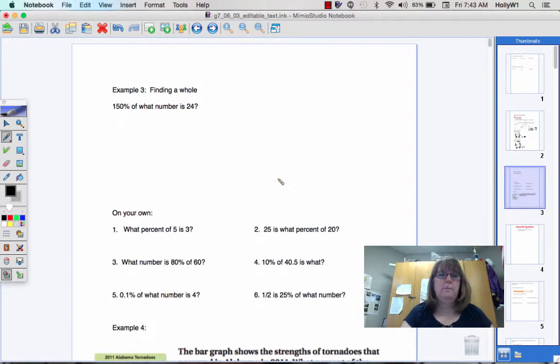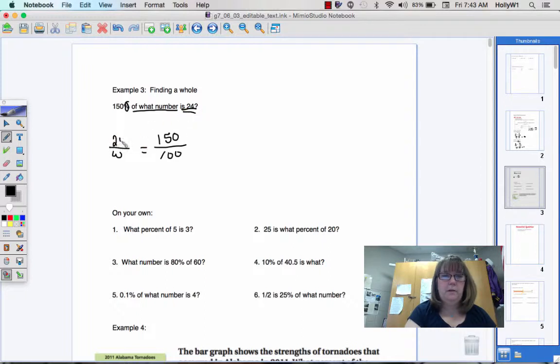So example 3, finding a whole. 150% of what number is 24? Well, we always start out with a proportion. So the part divided by the whole is equal to the percent over 100. So the 100 is constant. 150 is the percent. Again, that's always easy to find because it has the percent sign. Of what number? Well, that means the whole, and that's our variable because it doesn't tell us. And then 24 is the part that goes here.